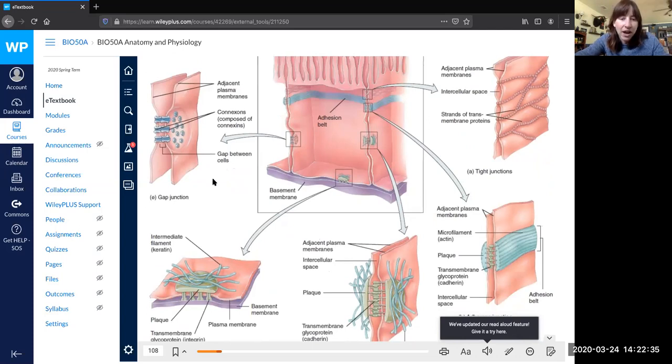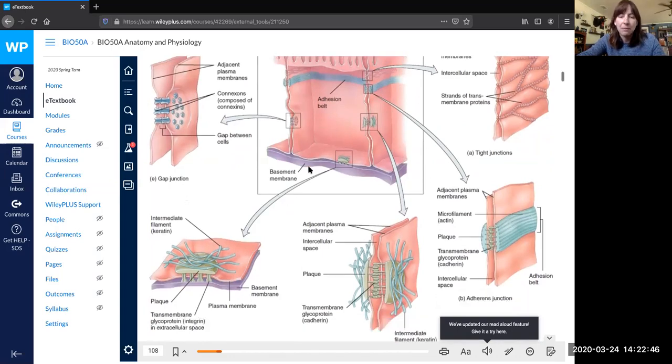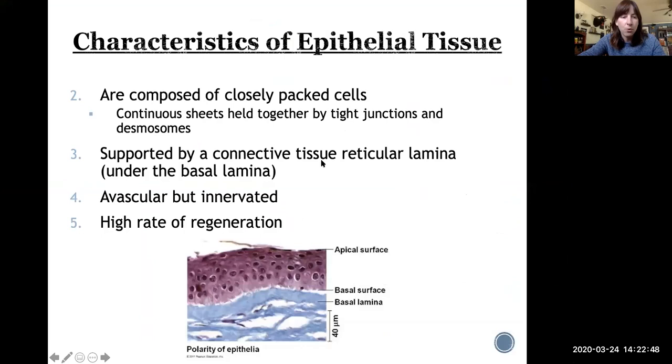And then of course you've got gap junctions, which allow things to pass from cell to cell, which is important for most, if not all, different types of epithelial tissue. Okay.